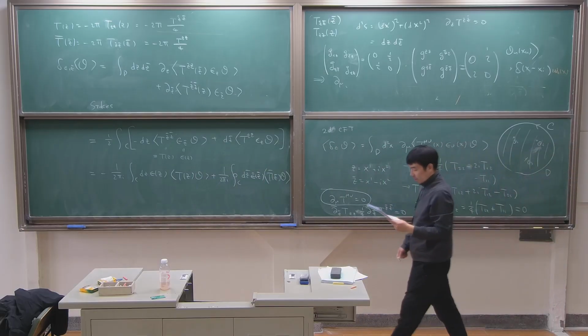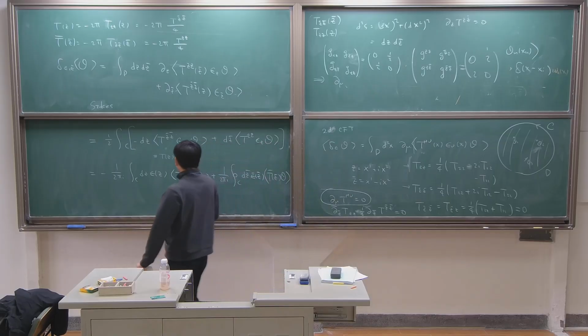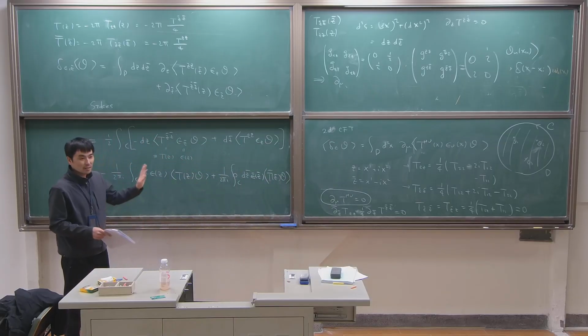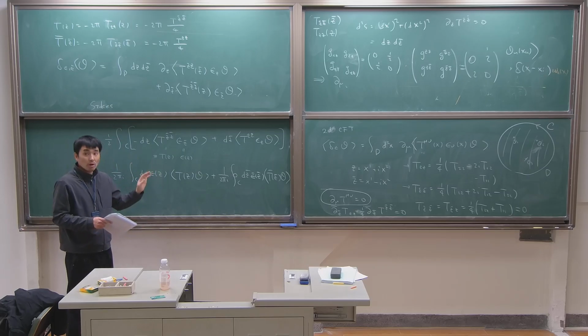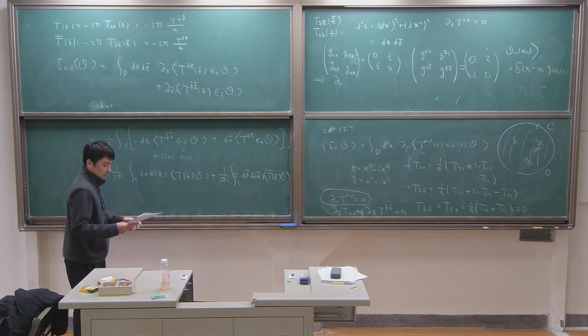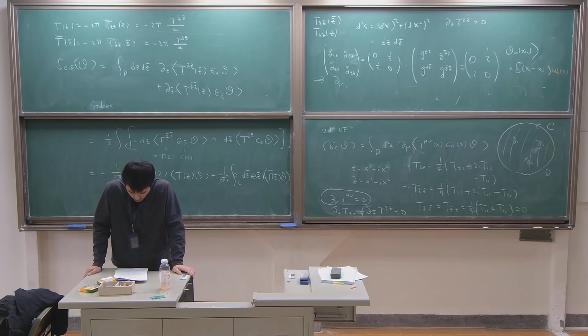And usually we only look at the holomorphic part, since the anti-holomorphic part is just like a mirror analysis. So we only look at the holomorphic part usually. Okay. Any questions before?